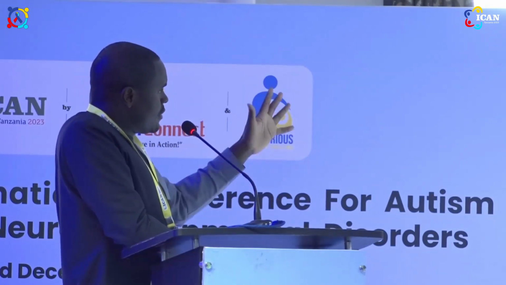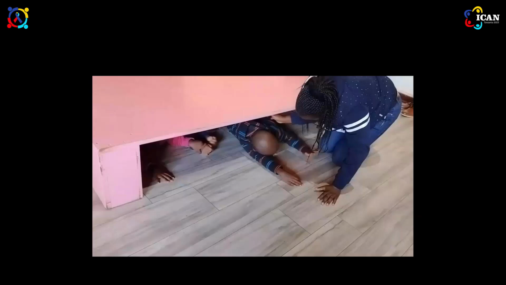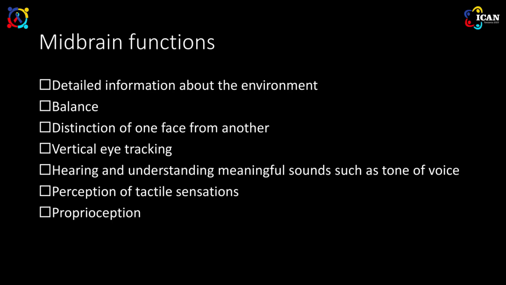Those are the midbrain functions we have. That's what they do: detailed information about the environment. We have balance, distinction of one face from the other, the vertical eye tracking. For the pons, it has the horizontal eye tracking. So the midbrain is the vertical eye tracking. Hearing and understanding meaningful sounds, such as tone of voice. We also have perception of tactile sensations. We have the proprioception. So we continue there more. The prehensile grasp with our hands. Filtering and prioritizing the incoming stimuli. And then we have the moderation of body functions such as sleep wave, blood pressure, appetite, temperature, and all that.